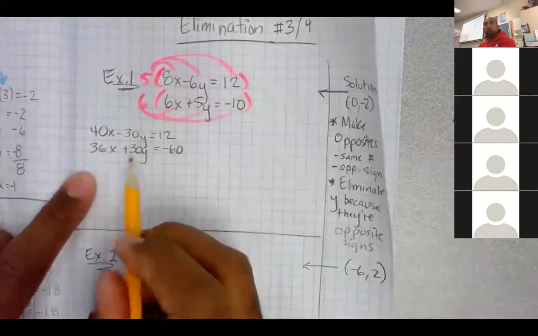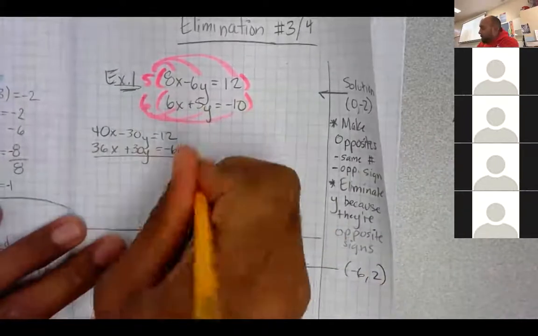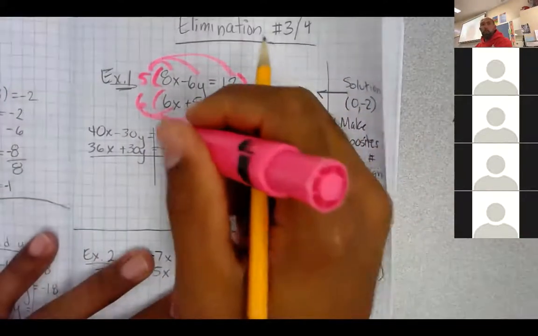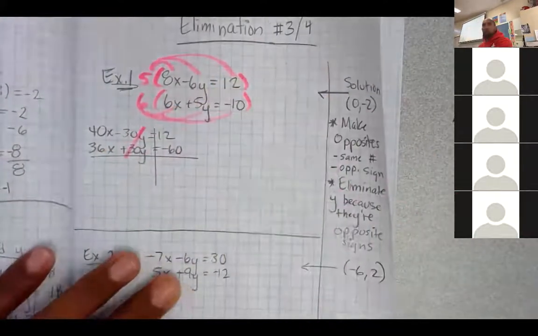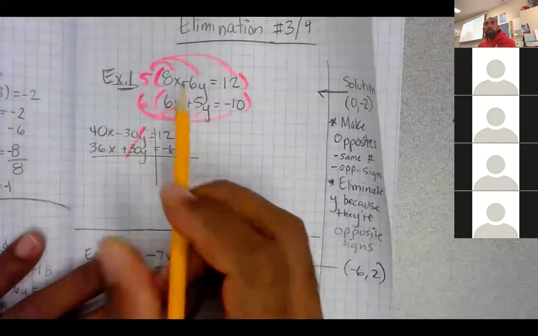And here's where you got to be careful. Make sure you're multiplying every number. Multiply every number. Okay, so now our opposites cancel out, become 0. And now I add up the rest.